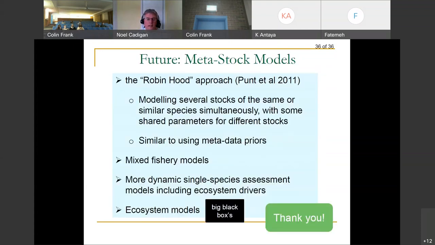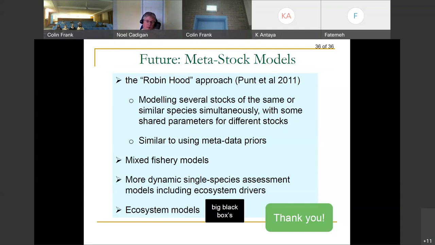So also, my last slide: the future, I think, is not just spatial models. There could be what I call meta-stock models. Andrew Plunk calls it the Robin Hood approach. I think there will be some benefit to modeling several stocks of the same or similar species simultaneously, with some shared parameters for different stocks. I think there will be mixed fisheries models where the fishery is catching multiple stocks simultaneously, and in some cases, like for redfish, multiple stocks are caught simultaneously and we can't tell the species apart.